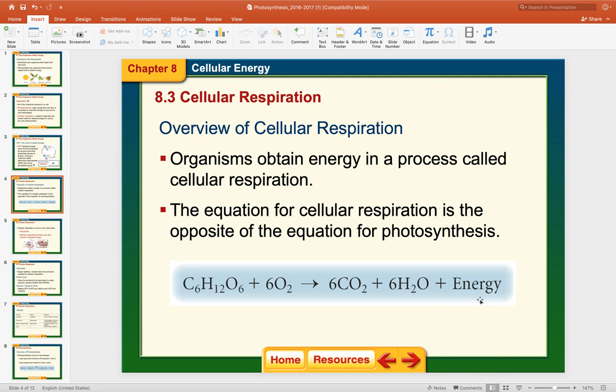What's really cool about this particular equation is that if you were to flip it, you would have photosynthesis. In other words, if we were to make that arrow go in the opposite direction, we have sunlight, we have water, and we have carbon dioxide that will make our sugar and our oxygen. So, cellular respiration and photosynthesis are opposites of one another.